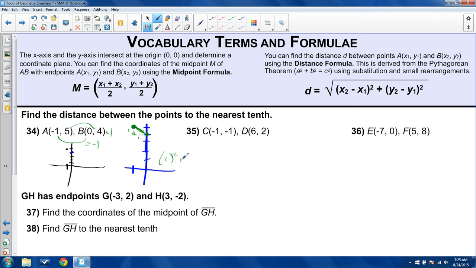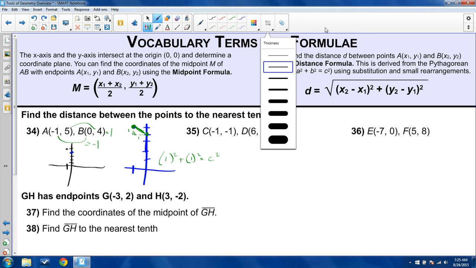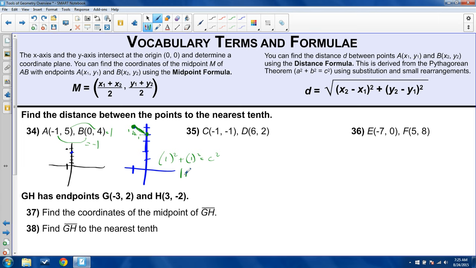A squared plus B squared equals C squared. Let me get that a little thicker. So 1 squared is 1. 1 squared is 1, so C squared is 2. So C is the square root of 2. That number is 1.414, so rounded to the nearest tenth, it's 1.4.